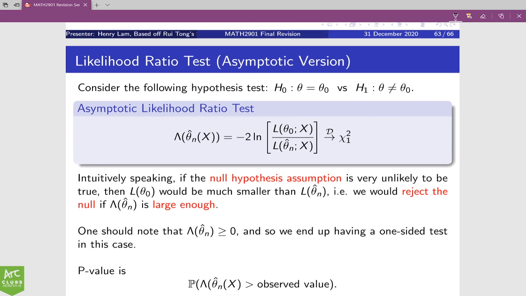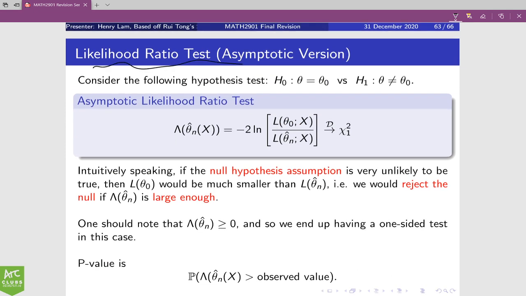I should mention, the likelihood ratio test is more important in future courses, because you can test multiple parameters at once.